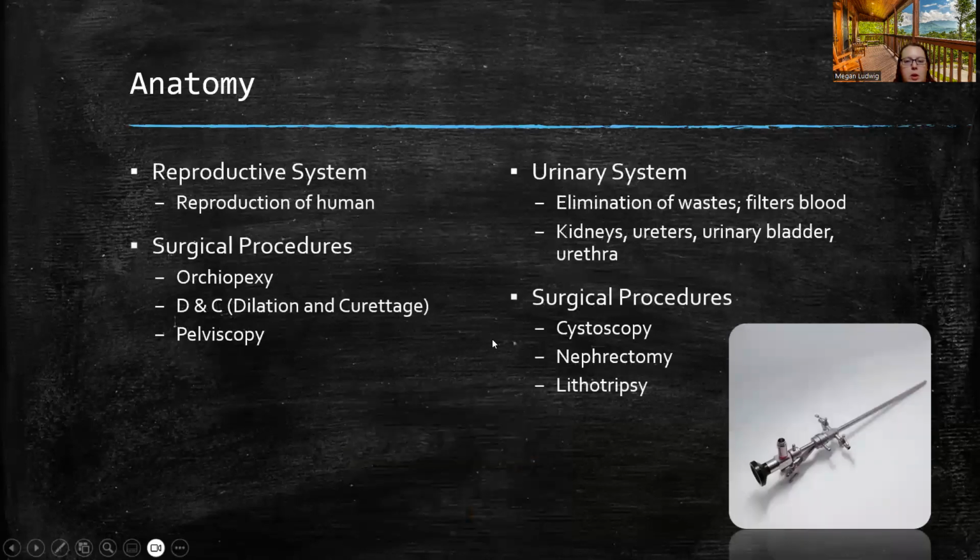Okay, two more. These kind of go hand in hand too, pretty often. So the reproductive system, obviously to make more humans, that's the whole point, reproduction of humans. So procedures related to this would be orchiopexy. Talked about this one at the beginning.